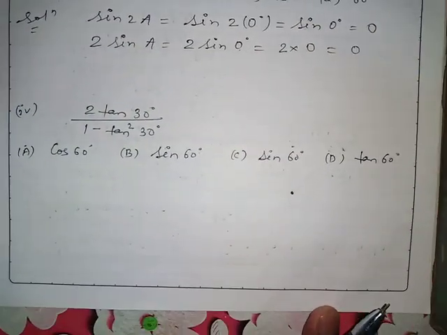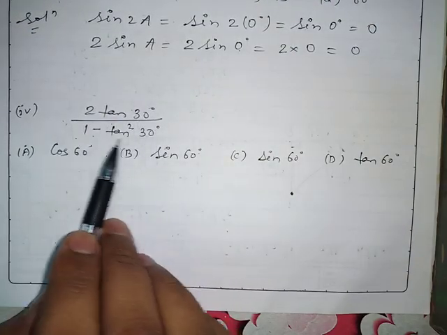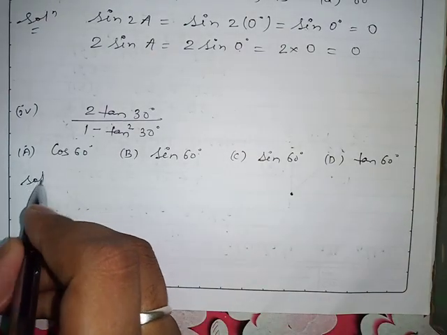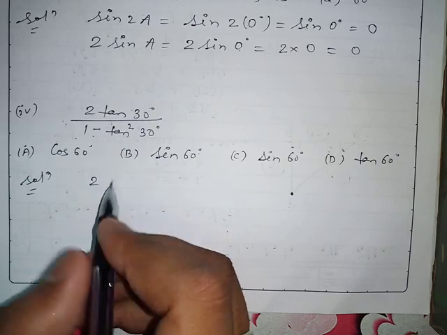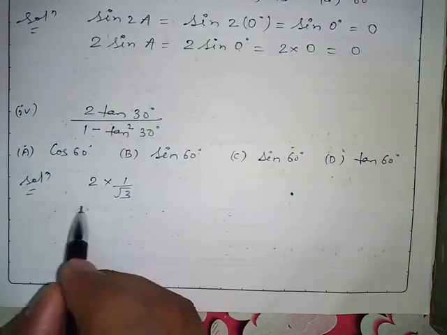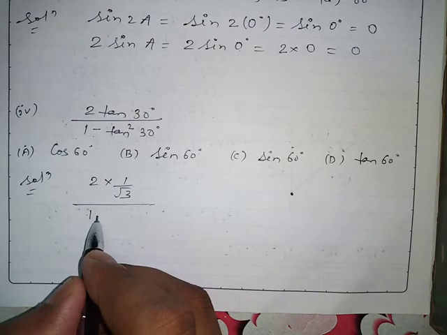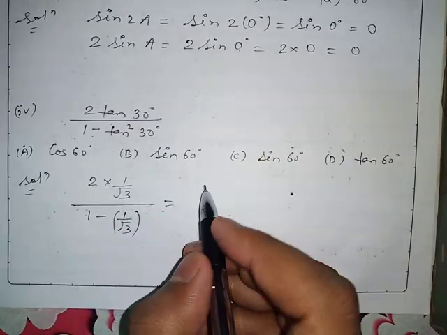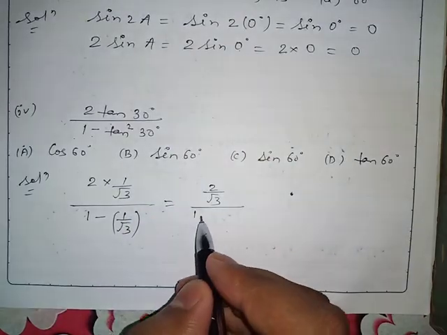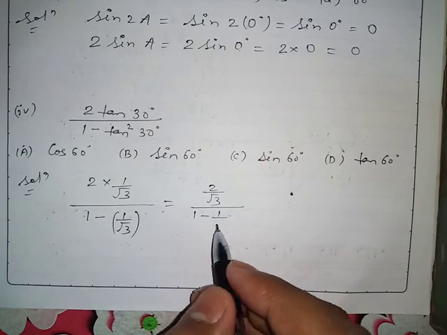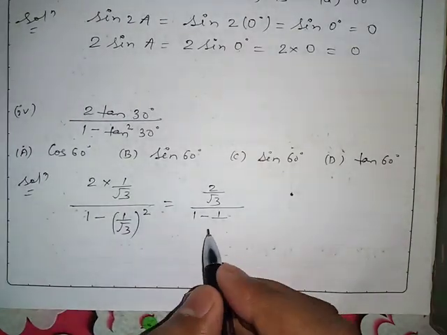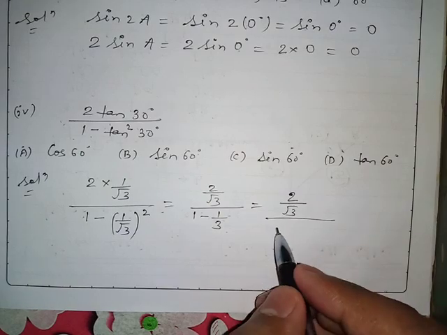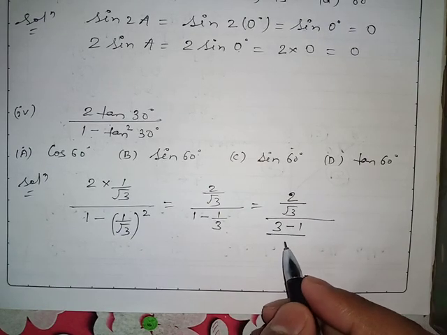Now see, this is the fourth one. 2 tan 30 degree by 1 minus tan square 30 degree. You have to choose which option is correct here. So first of all you have to solve this one, that is 2 tan 30. Tan 30 is 1 upon root 3, by 1 minus tan square 30 degree, that is 1 minus tan 30 is 1 by root 3. Now see, this is 2 upon root 3 by 1 minus 1 by 3, this is square. Now see, this is 2 by root 3 upon 3 minus 1 by 3.